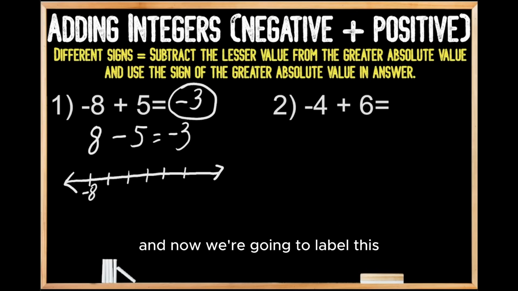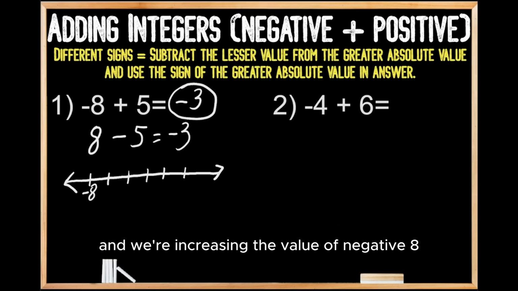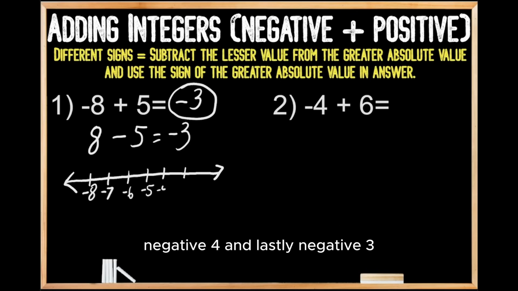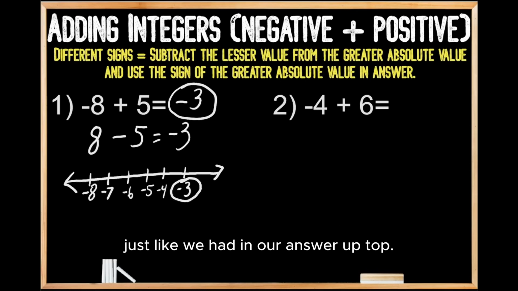Now we're going to label this as we move to the right, and we're increasing the value of negative 8. We have negative 7, negative 6, negative 5, negative 4, and lastly, negative 3, just like we had in our answer up top.